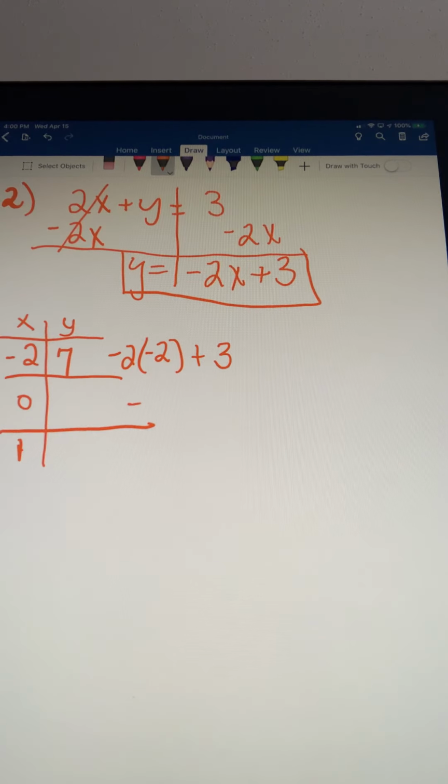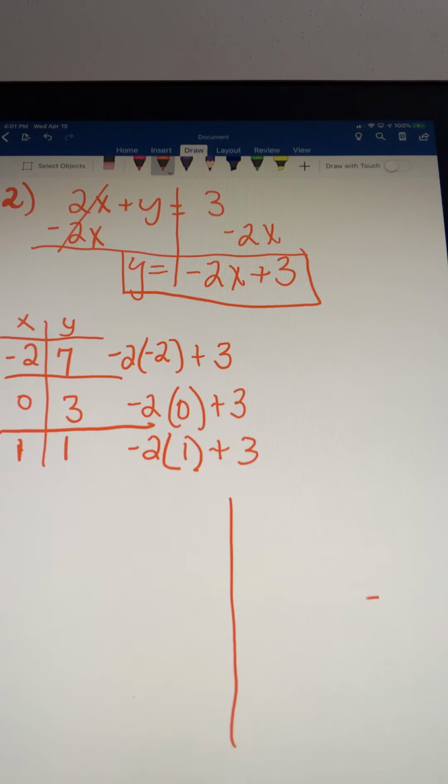Next is 0. So I say negative 2 times 0 plus 3. Negative 2 times 0 is 0. 0 plus 3, 3. Next one, negative 2 times positive 1 plus 3. Negative 2 times 1, negative 2. Negative 2 plus 3 is positive 1. Okay, so now we graph them.